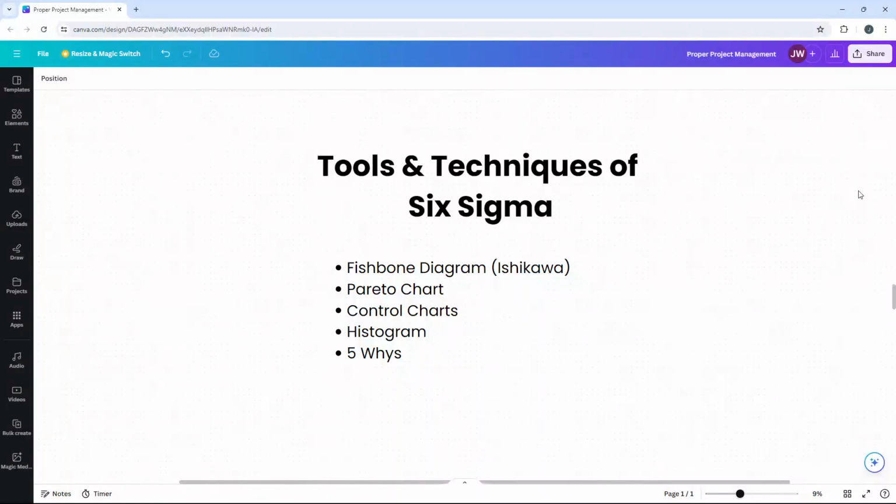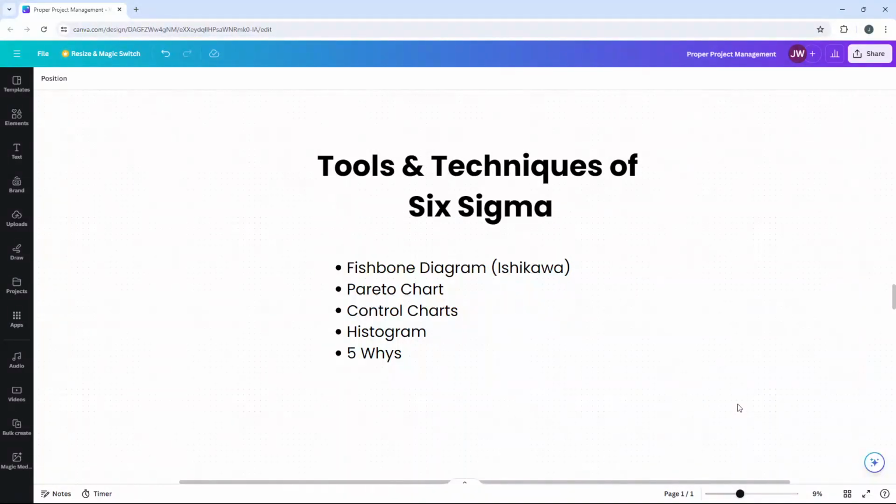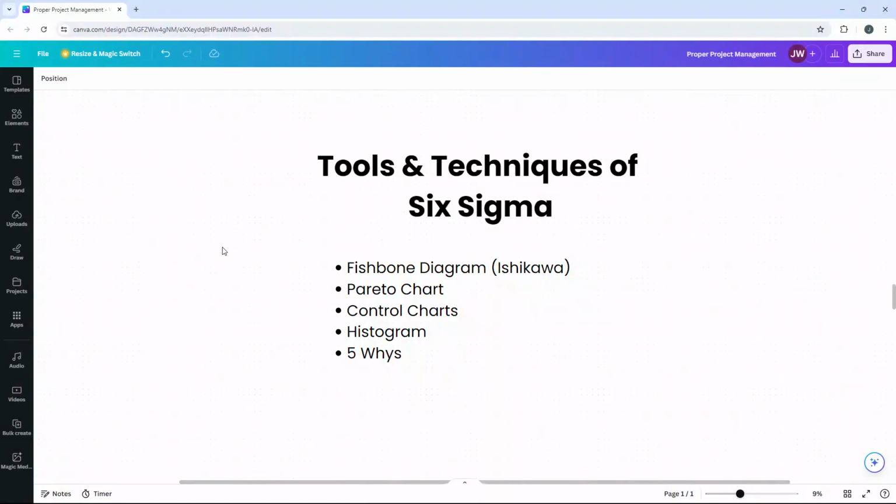There's also histograms, which help us to visualize and distribute data. They are typically used to help understand data patterns and variations. And there are also the 5 whys, which helps to identify root causes by asking why repeatedly. It's often used as a technique to dig deeper into problems. Nevertheless, these tools and techniques help to identify, analyze, and solve process issues effectively and help ensure consistent quality and improvement.